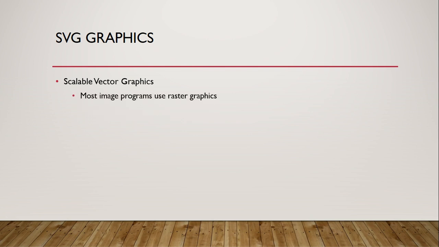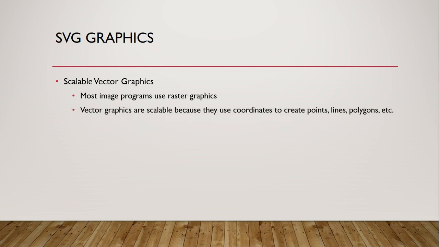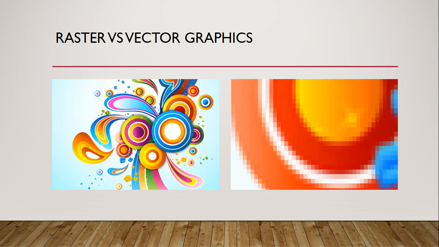Now, as I said before, SVG stands for Scalable Vector Graphics. And most image software such as Photoshop or Microsoft Paint use raster graphics. And with raster graphics, you have individual pixels and you can change the color of them. But vector graphics are scalable because they use coordinates to create points, lines, and polygons, just like vector features in GIS. You can get very fancy with SVG graphics, and you can even do animations. The image on the left is an SVG graphic, and you can see it's pretty complicated. If it were a raster graphic and you zoomed in, you would see it getting pixelated like the image on the right. However, as a vector graphic, you could zoom in as far as you want and the lines would still be perfectly smooth.